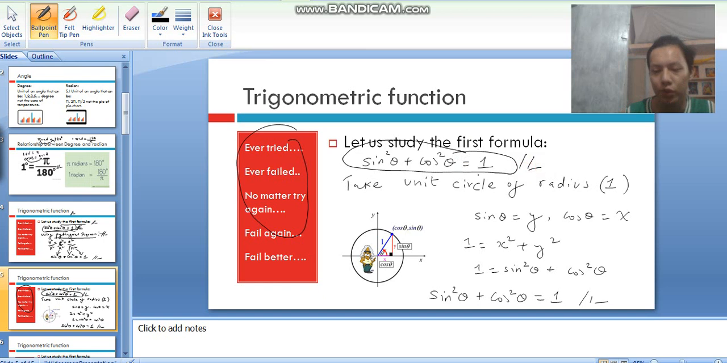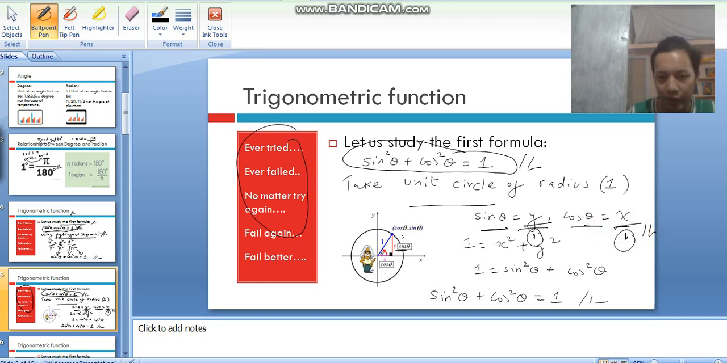So the trigonometric formula sine square theta plus cos square theta can also be derived from the unit circle. Unit circle means a circle having a radius 1. See, here this is a unit circle having a radius 1. The radius here is the hypotenuse, right? So let the perpendicular be y, and the base be x. So y is equal to sine theta, because sine theta is equal to perpendicular upon hypotenuse. Here hypotenuse is 1, so sine theta is equal to y. Similarly, cos theta is equal to base upon hypotenuse, right? Here hypotenuse is 1, so therefore cos theta is equal to x.